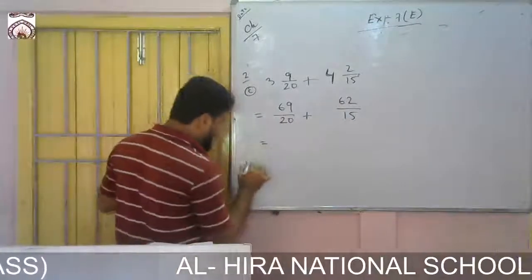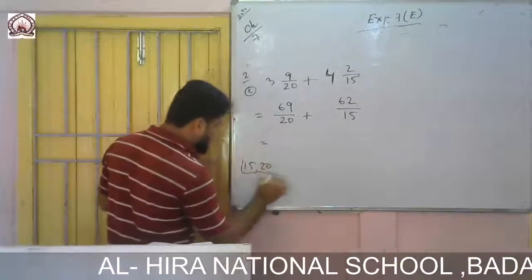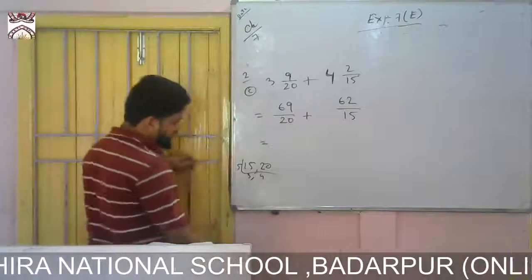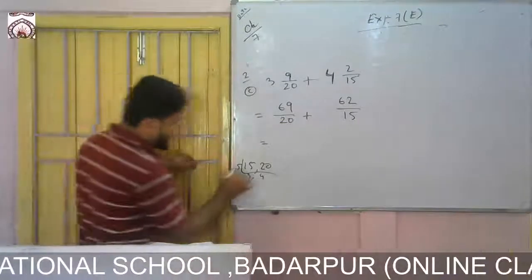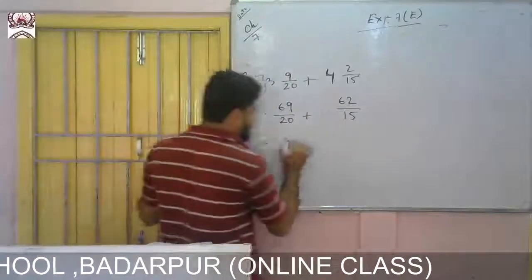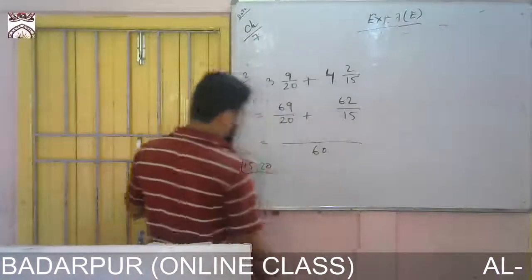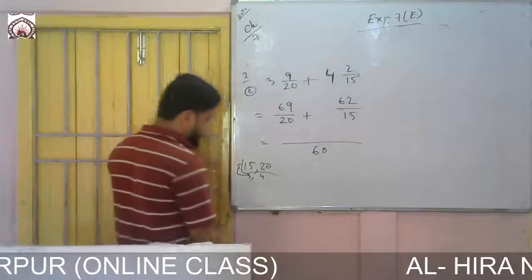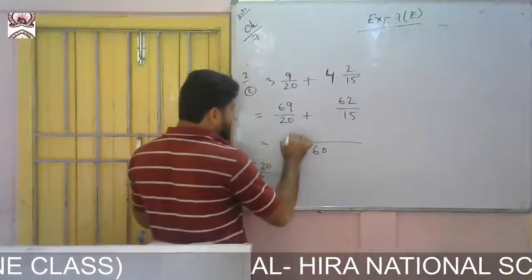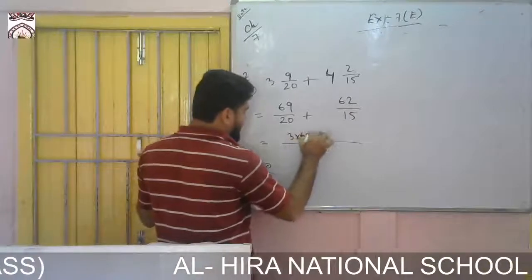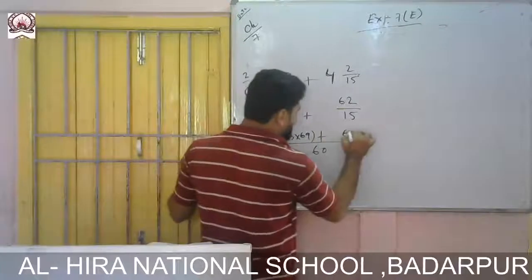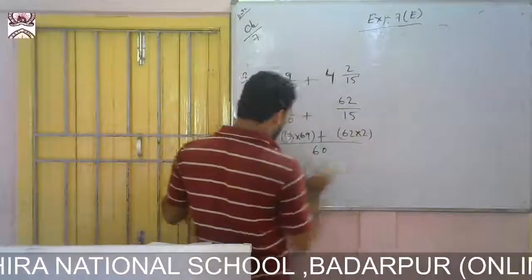Now 15 and 20, take LCM. So with 5, 5 3s are 15, 5 4s are 20. Okay. So 5 3s are 15, 15 4s are 60. So 60 is the LCM. Now 20 how many times? 3 times to 60. So 3 into 69. Okay. Plus 15 2 times 62 into 2. Okay.